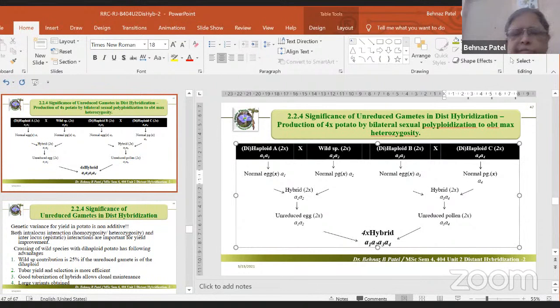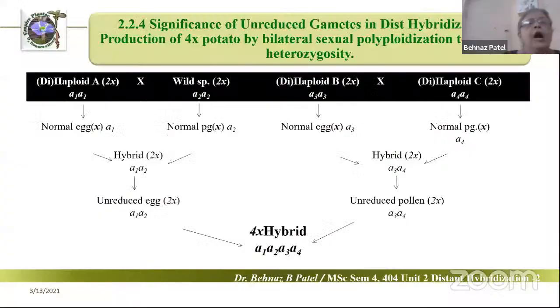Yeah, so this would be a normal PG, and you would get a pollen grain, and you would get a hybrid, which is again diploid A3, A4. Both of them now produce unreduced gametes, so bilateral sexual polyploidization. And you will get a 4X hybrid with maximum heterozygosity, even A2, A3, A4.